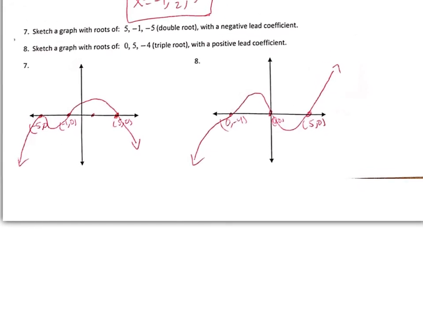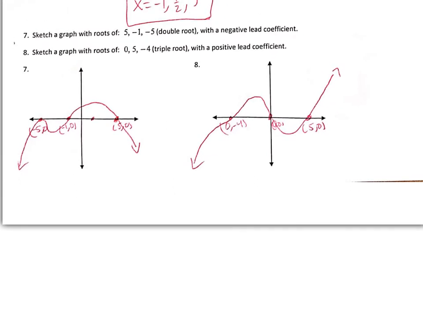7 and 8, a double root at negative 5 means I had to bounce at negative 5. I added up the total number of roots. There's 2 at negative 5 and then 2 more total. That means it's an even degree. You have 4 roots with a negative leading coefficient. It means it had to start down and end down. You had to bounce at negative 5 and you had to go through the other 2 points.